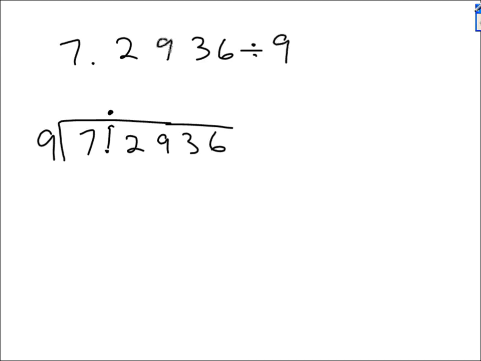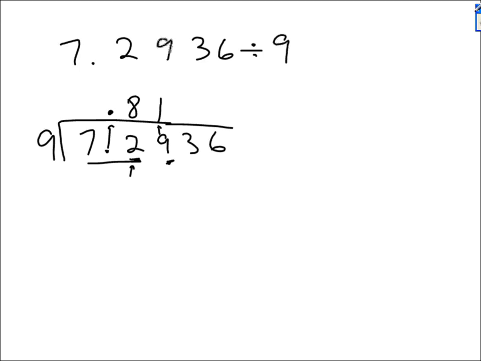9 doesn't go into 7 even one time. But 9 goes into 72, which ends right there. 9 goes into 72 8 times, so you put the 8 above the 2. Then 9 ends right here. 9 goes into 9 one time, so I put the 1 right above it.